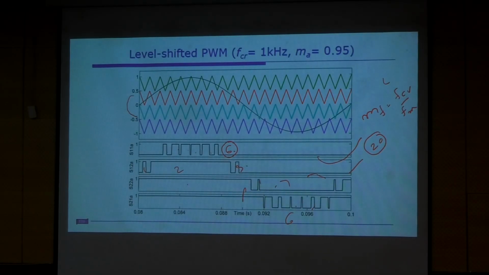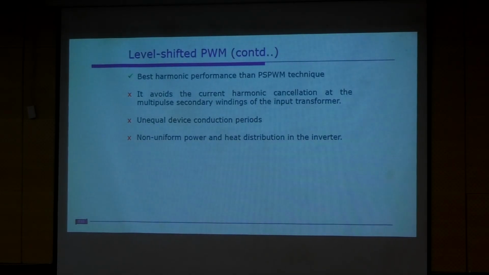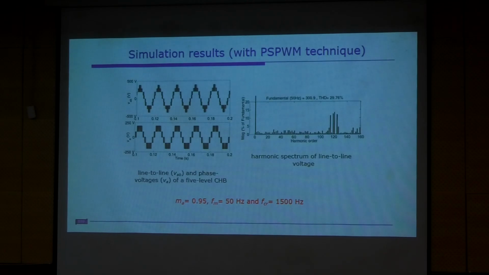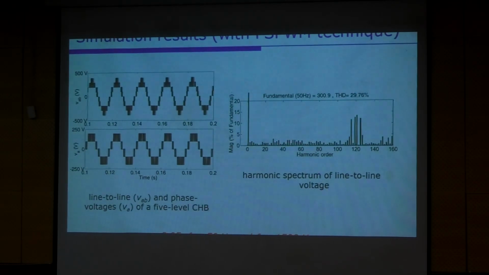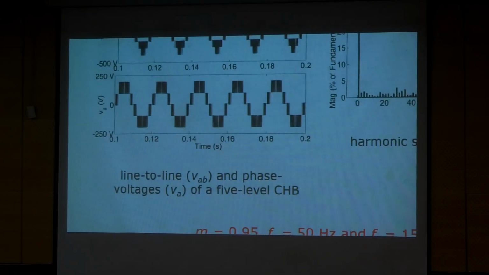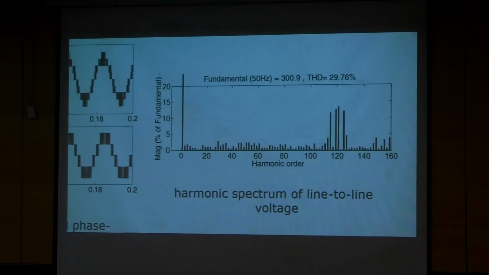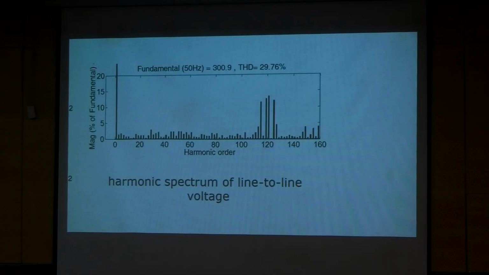So there are two things we need to define here. For any inverter, we need to see its harmonic performance. If you see the harmonic performance here, this is the output produced by the phase shift PWM technique for the 5-level phase. This one is the phase voltage, and the top one is the line voltage, and its corresponding THD is around 29.76. In the harmonic spectrum, harmonics are centered around multiples of the carrier frequency, 120.